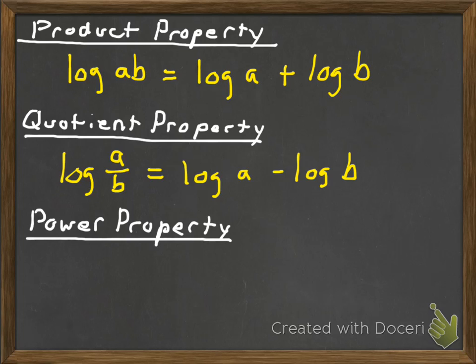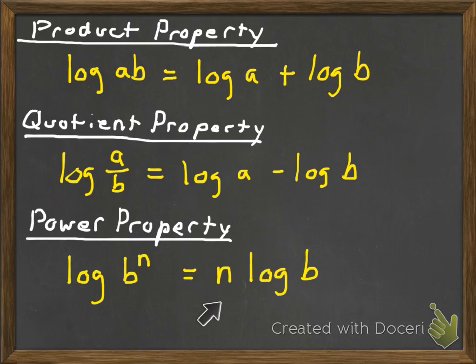Then there's the power property. The power property tells you what you can do if the index of a logarithm happens to have an exponent. So let's say we have log of b to the nth power. What you can do is make that exponent into a coefficient for the logarithm, move it to the front of the logarithm, and express that as n times log b. Or you can go the other way, and if you have a coefficient in front of a logarithm, you can simply move that coefficient and make it an exponent for the index, like so.